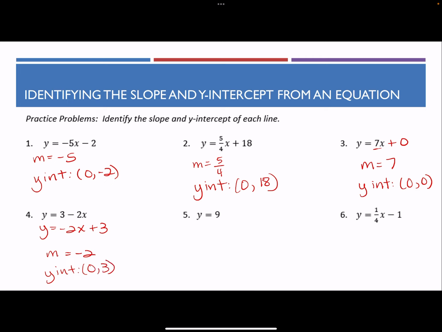Number 5 is another tricky one. y equals 9. Notice there's no x. So if my equation is y is equal to mx plus b, and there's no x, that meant that I had to take the x and multiply it by 0. 0 times x is just 0. It would kind of get rid of that x. And my b value here is that 9. So my slope here is 0, and my y-intercept is (0, 9). And then number 6 is another one that's pretty straightforward.